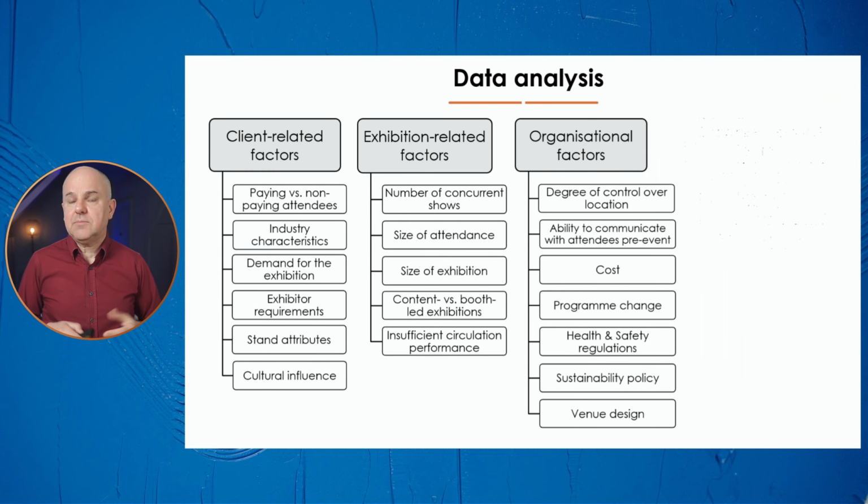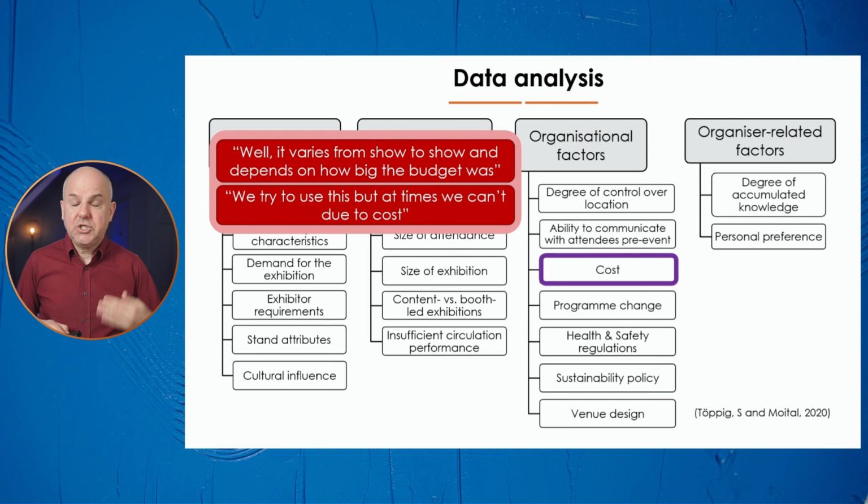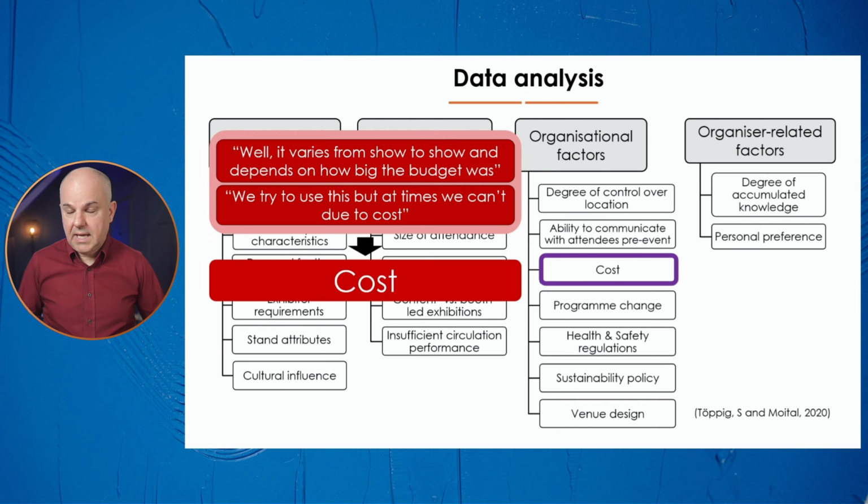We can do it in terms of data analysis. So this is from a paper that I co-authored, and this is about circulation management at exhibitions. And how did we arrive at all these factors? So let's look at the example of cost. We had 2 bits of information from interviews, and you can read them yourselves, but we needed to use abstract thinking to identify the theme. And the theme, as we interpreted it, was cost.